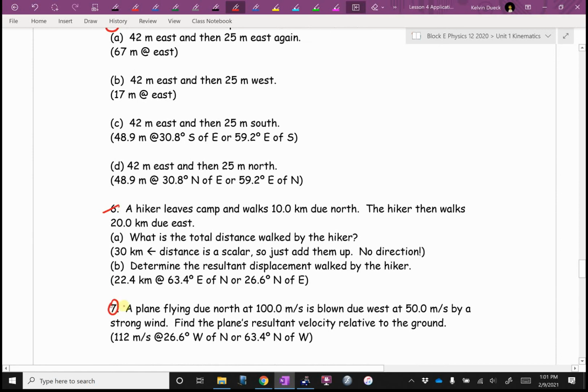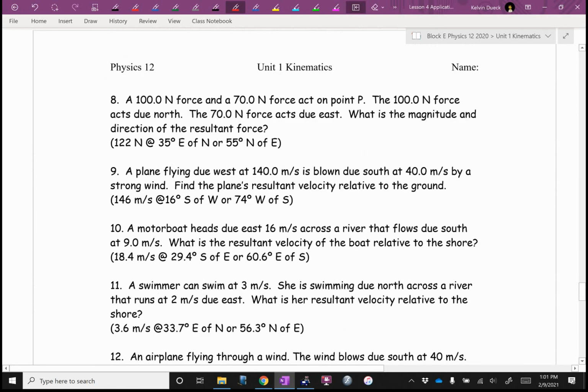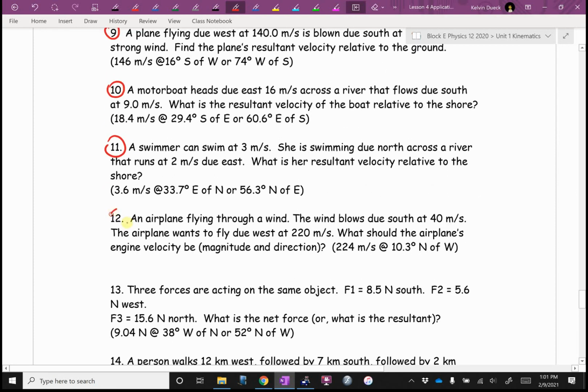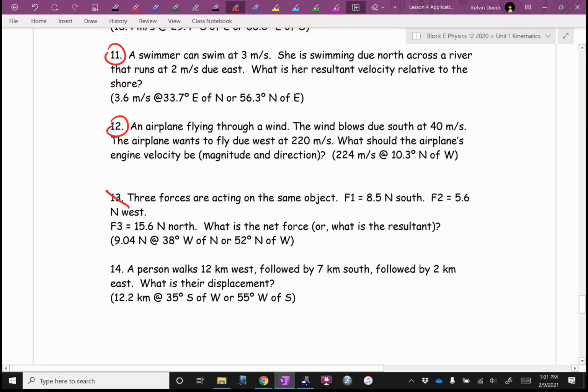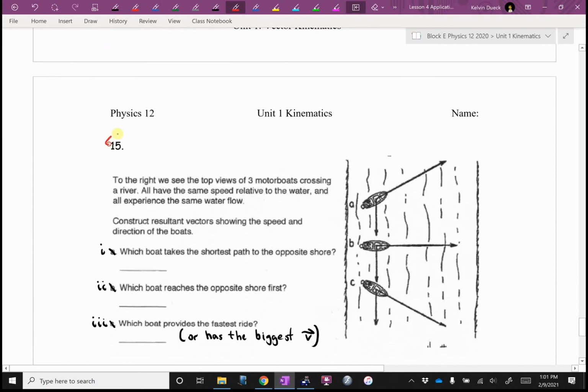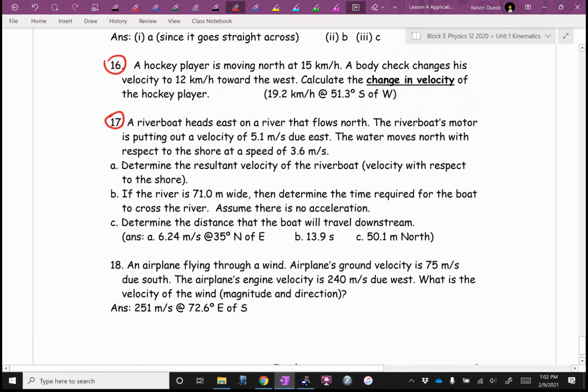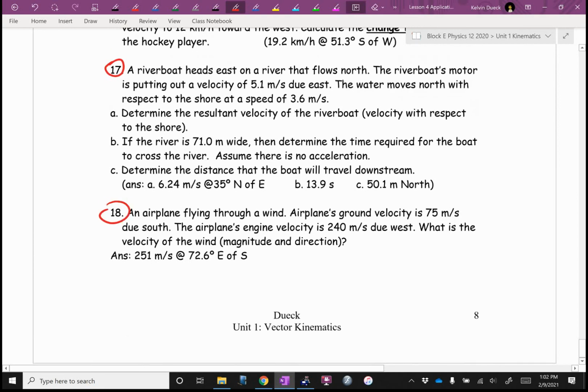Five. I'll skip six. Seven is good. Turn the page. I'll skip eight. Nine is good. 10 is good. 11 is good. 12 is good. Skip 13. 14 is doable. 15. I like number 16. So do 16. 17 is another river question. And yeah, one more airplane question. I know that's a lot, but we're done.